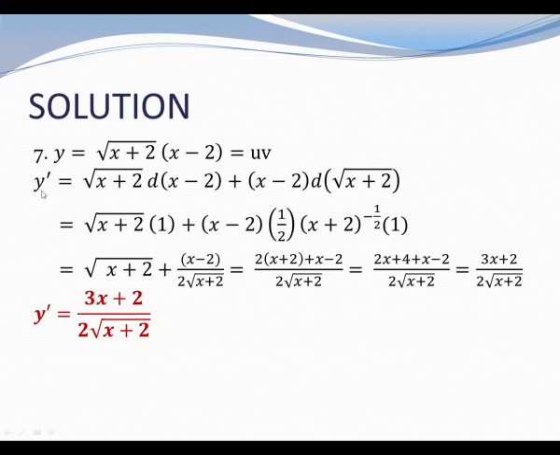Then applying the product derivative, we can now have the derivative of y, which is y prime, is now equal to the u, square root of x plus 2, times the derivative of the quantity x minus 2, plus the v, x minus 2, times the derivative of the u, which is the square root of x plus 2. And then finding the derivative of x minus 2, that will be equal to 1. And then on the other hand, on the second term, the derivative of the square root of x plus 2 is by means of the power derivative.